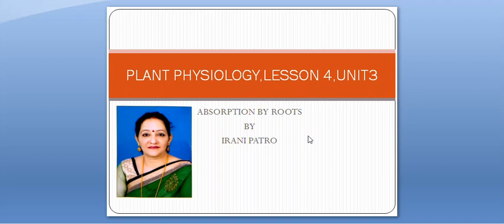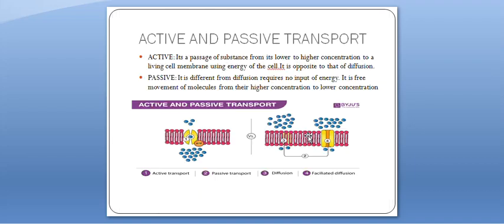Lesson 4, Unit 3, is a continuation of Absorption by Roots. So we'll start with active and passive transport. Last class we read about osmosis and osmotic pressure. Now we'll read how active and passive transport take place in the roots.